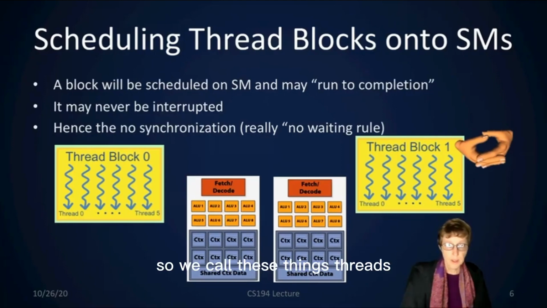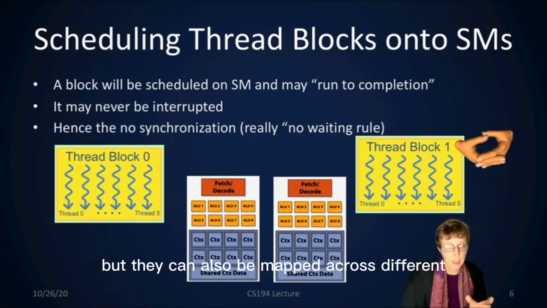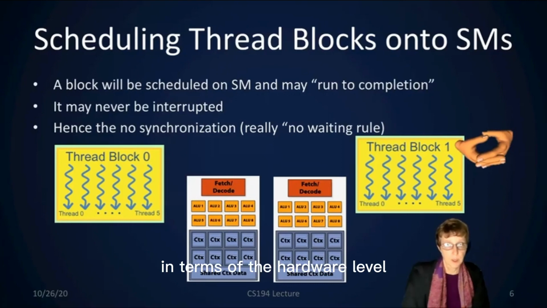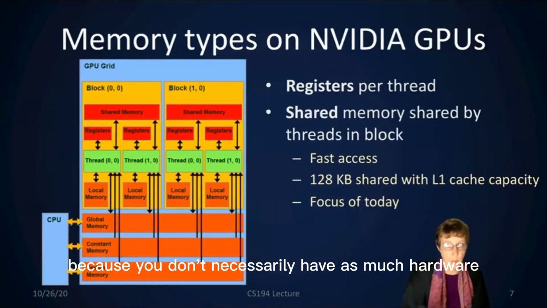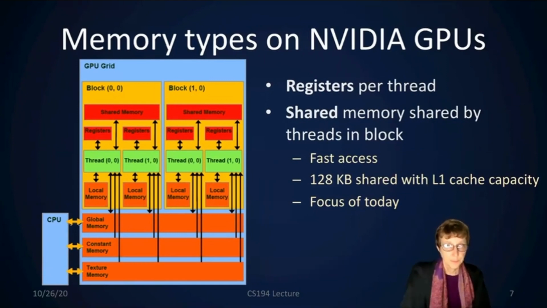Okay, so we call these things threads, but they really do get mapped at the finest level. The threads get mapped onto these vector lanes, but they can also be mapped in different kinds of groups at the hardware level, even if they're in the same thread block, because you don't necessarily have as much hardware as you have parallelism in your thread block.